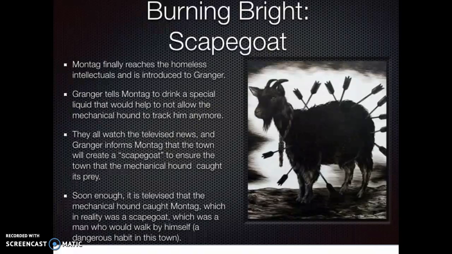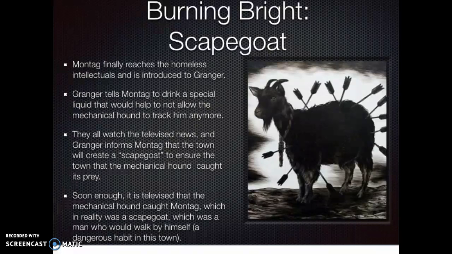Granger tells Montag to drink a special liquid, and it's bitter, and he basically tells Montag that this is to help the hound to not track him anymore, that it's going to actually change his scent and what the scent his body gives off. Which isn't actually going to be a good smell when you do the reading.